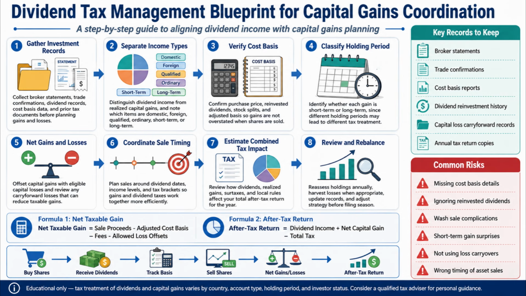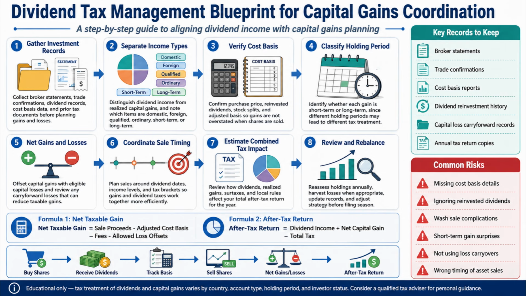So, the full process can be viewed as a timeline. First, you buy shares. Then, you may receive dividends. Next, you track your cost basis. Later, you may sell shares. After that, you calculate net gains or losses. Finally, you review the after-tax return.